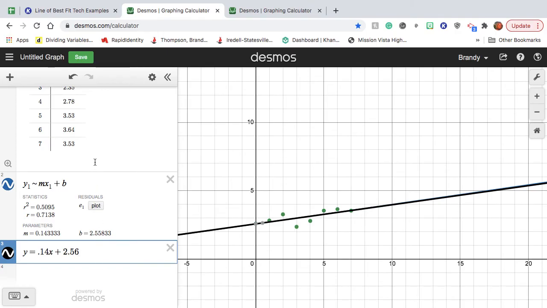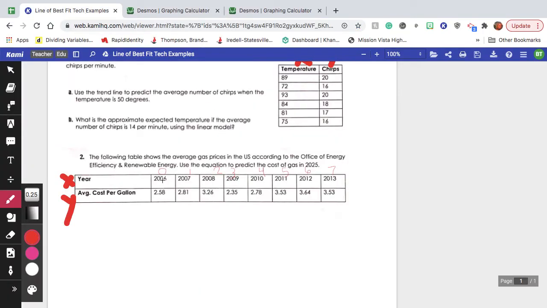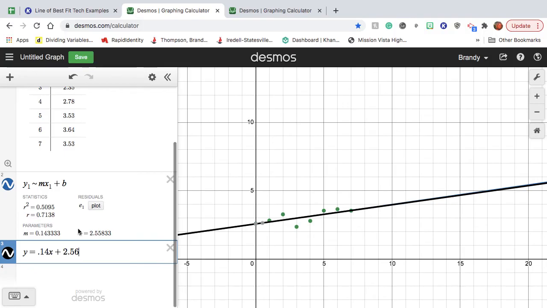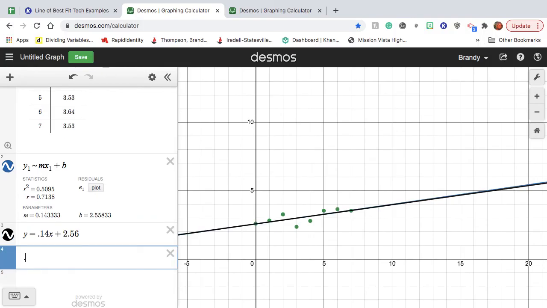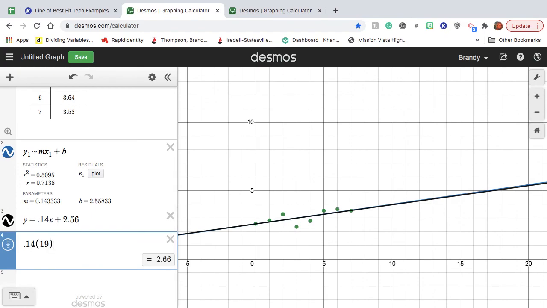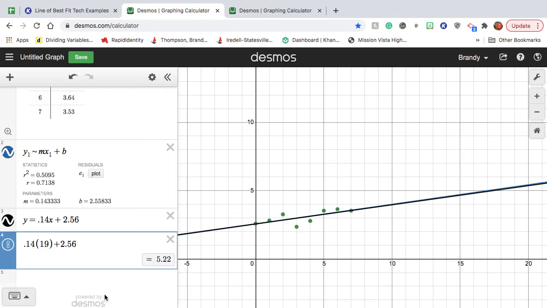We have to think about what year is 2025. Remember, on our data, we started 2006 as 0. So we got to count up to 2025. So that would actually be the year 19. So we're going to put in the year 19 for our x. So 0.14 times 19 plus 2.56, and our average price per gallon of gas will be $5.22, which, whoo, that's expensive.